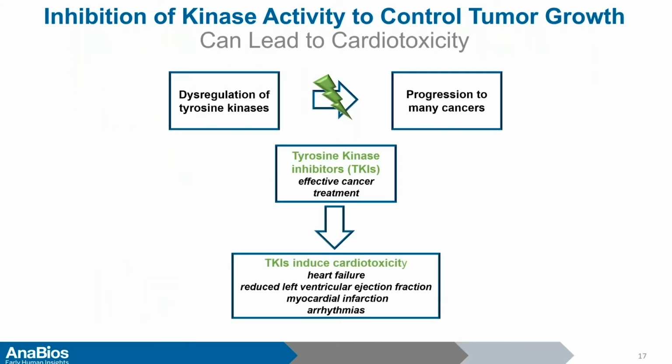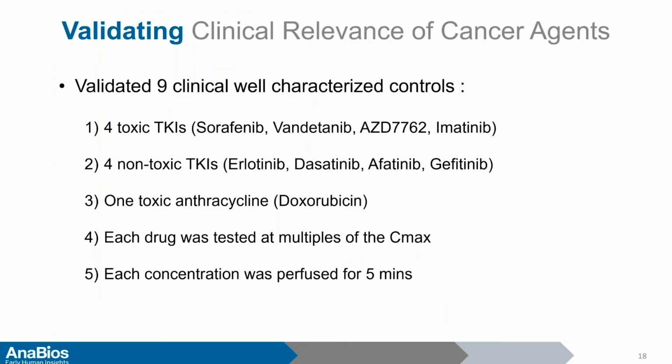To do this, we tested tyrosine kinase inhibitors. As you know, tyrosine kinase inhibitors provide effective treatment to cancer patients. However, they induce cardiotoxicity that manifests in the clinic as a decrease in contractility. To validate the clinical relevance for cancer agents, we tested 9 clinically well-characterized controls. 4 of them are toxic tyrosine kinase inhibitors, 4 of them are non-toxic tyrosine kinase inhibitors, and one of them is a toxic anthracycline cancer agent, doxorubicin.